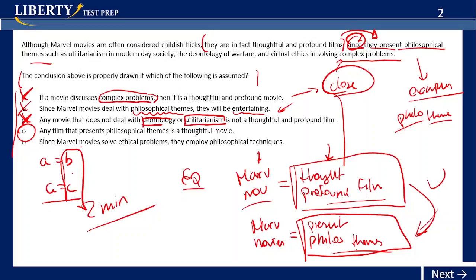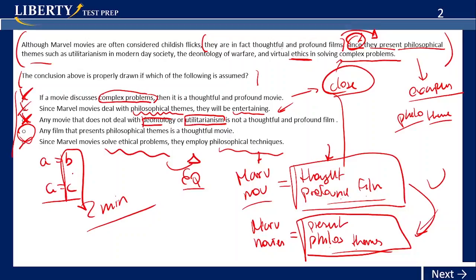Letter E. Since Marvel movies solve ethical problems, they employ philosophical techniques. First of all, we have philosophical techniques, and the author never talked about them. The author referred to philosophical themes, not techniques. And then also, they are inverting the logic. They solve ethical problems, and because they solve ethical problems, they employ philosophical techniques. No, the ethical problems were given as an example of the philosophical themes. It has nothing to do with philosophical techniques, and definitely it's not the cause for the use of philosophical techniques. So that's out.